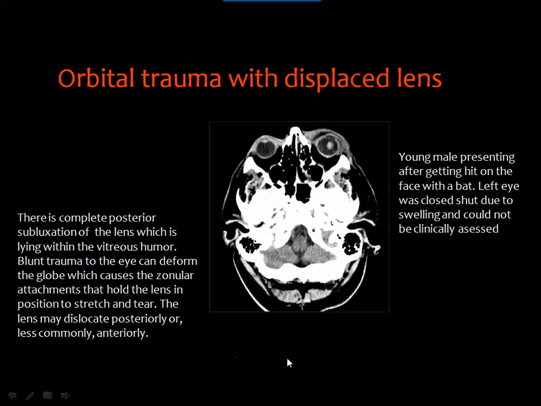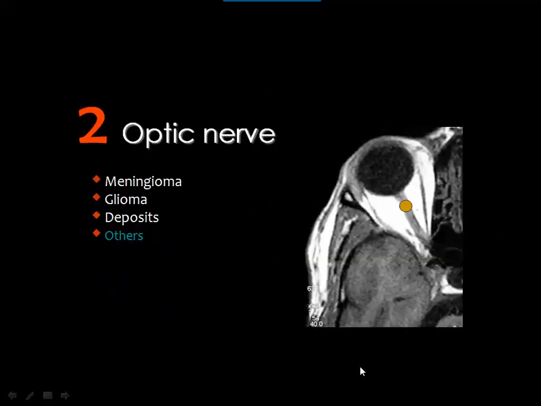Then trauma may cause lens displacement or dislocation, and here is an example, and you see some displacement of the lens and periorbital edema and contusion. Then we came to the region of the optic nerve, and in the nerve we have meningioma, and we have glioma, and we have metastasis as well, and some other lesions.